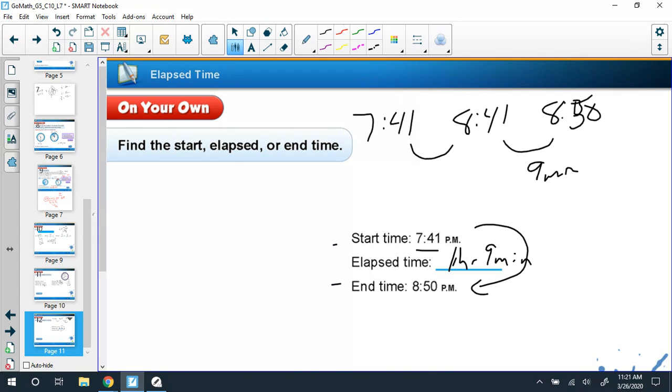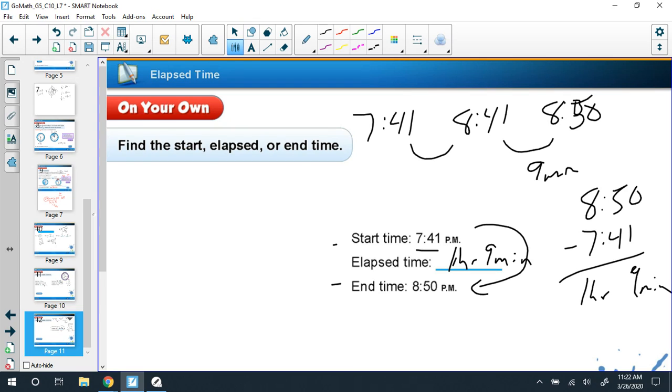Now, some of you might be saying, well, Mr. Lovett, can't we just take 8:50 and subtract from it 7:41? And here we see that 41 from 50 leaves us with 9 minutes, and 8 minus 7 is 1 hour. And my answer for you is that yes, in this situation, it would definitely work.